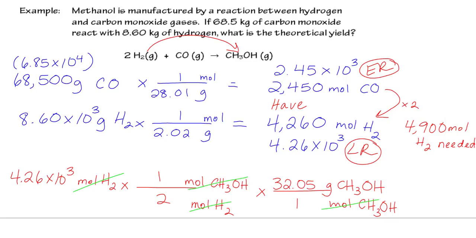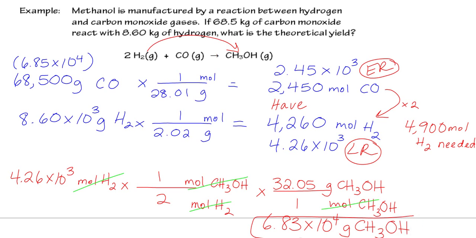We'll leave 3 sig figs in our final answer. That's a lot. Let's leave this in scientific notation. So how about 6.83 times 10 to the fourth? And that would be grams of methanol.